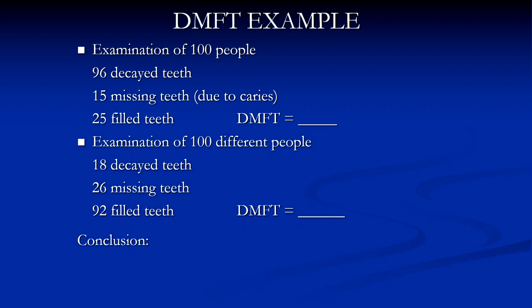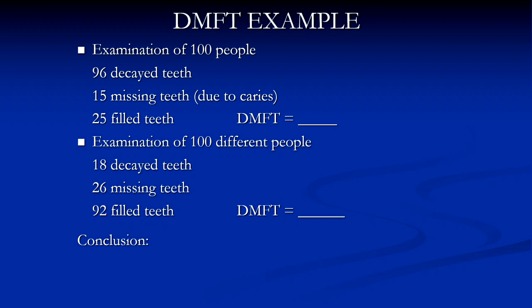Now, if we wanted to get a proportion here, then we would divide it by 100 because we have 100 people in our population. So then we would have the average number of DMFT. It would be 1.36 DMF for this population.